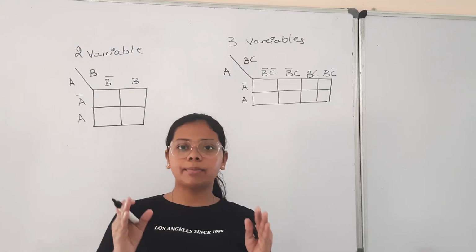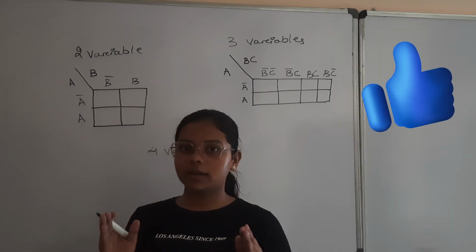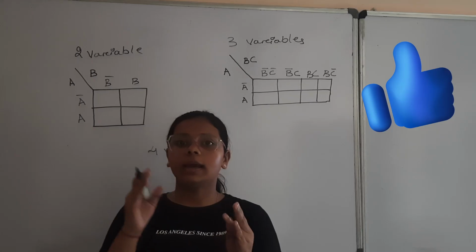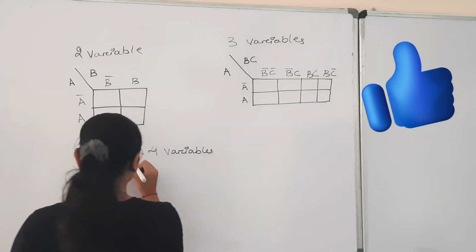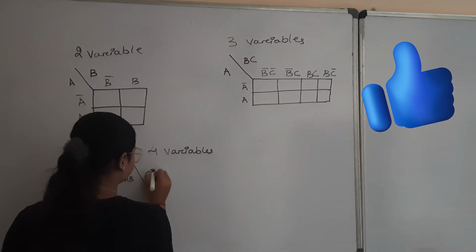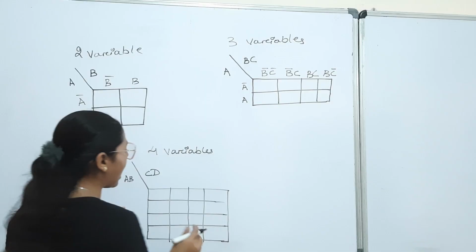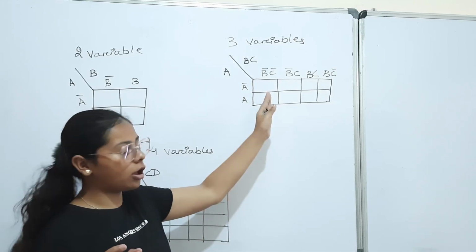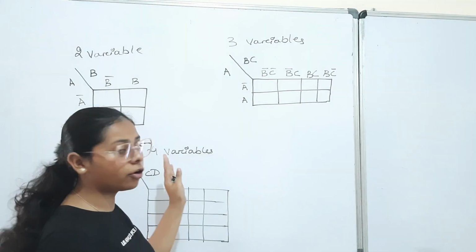Now, the next step I will go for is 4 variables. In 4 variables, I will consider A, B, C and D to be my variables. First, I will draw the separation line AB and CD. I will draw a 4 into 4 matrix. We will follow the mechanism of columns used in 3 variables in both the rows and columns of 4 variables.